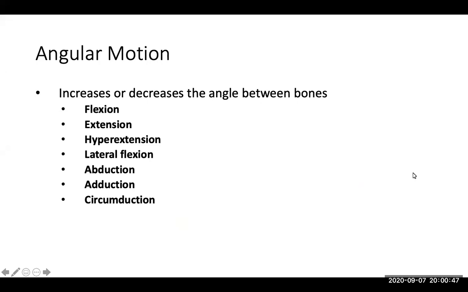Angular motion. These are motions that increase or decrease the angle between bones. So we include them in the joint chapter because joints move your bones and angles describe the type of motion that these joints will make. You should be very familiar with all of these in this list because as you go into your healthcare related fields, you'll probably be reading notes or patient charts that have words like this in them.